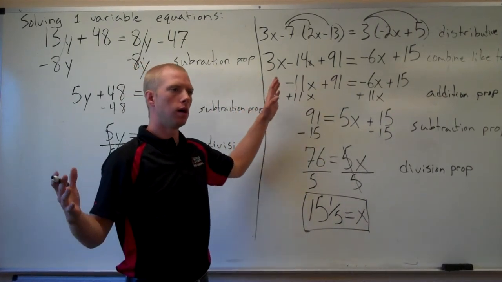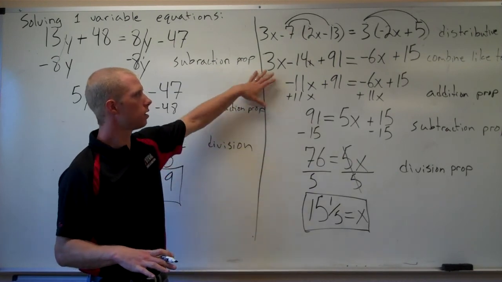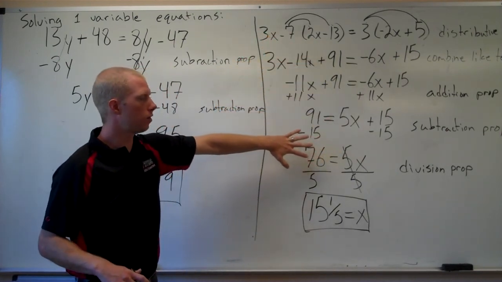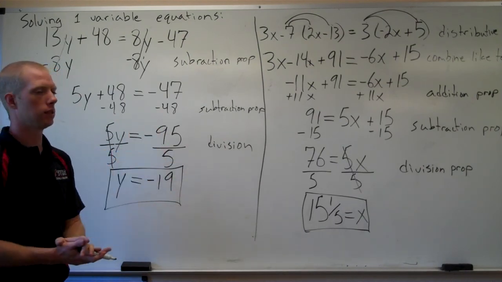Those are two one variable equations where you do see the variables on both sides. We can use a series of different properties. Sometimes it's just a short couple steps. Sometimes it takes a little bit longer.